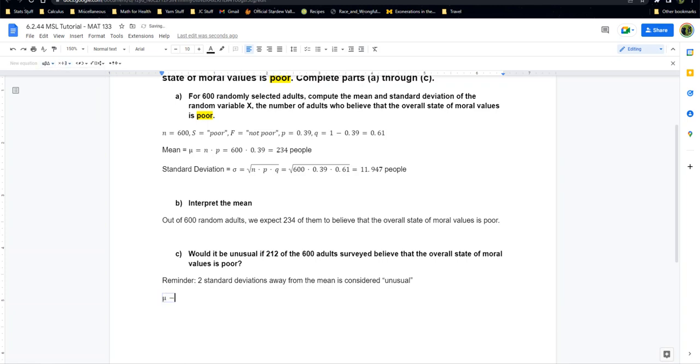minus 2 standard deviations. Well, the mean was 234, and I'm going to take away 2 times the standard deviation, which was 11.9. So I just need to find what that value is. And again, in mathematics, we don't put the symbols between multiplication a lot. We'll just say 2 sigma. But what that means is 2 times that value, right? And we can denote that with either a little times dot, or we can put parentheses around the 11.9. But either way, we want to do that.